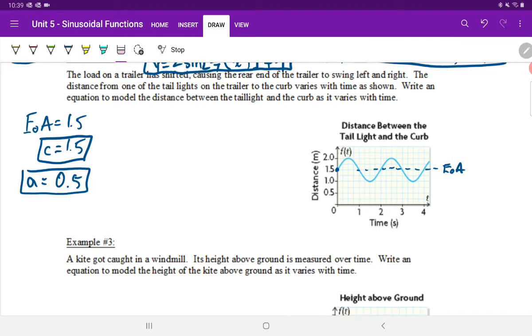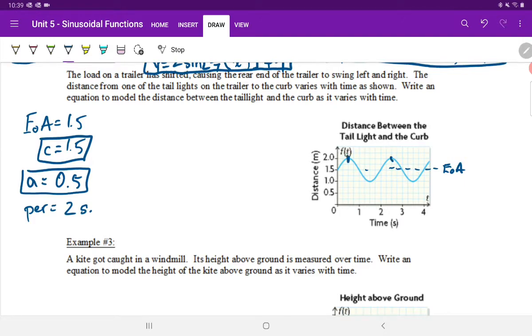Now let's figure out the period, which will help me find K. So the period, the horizontal distance for one full cycle, is right there. It's from 0 to 2. Therefore, my period is 2. Now, I should probably write the units there. It's 2 seconds.